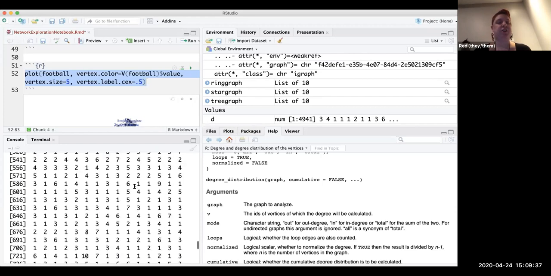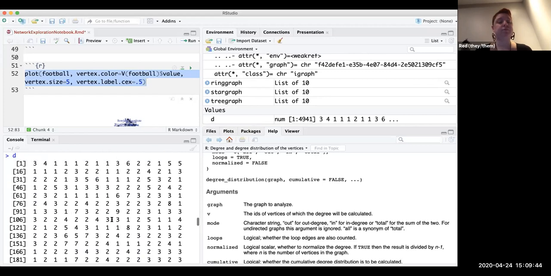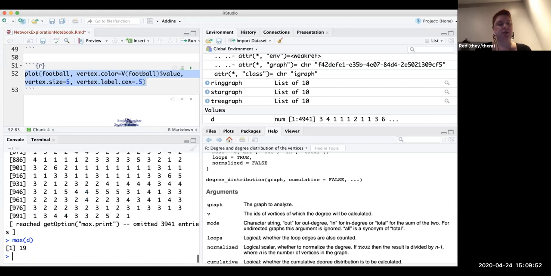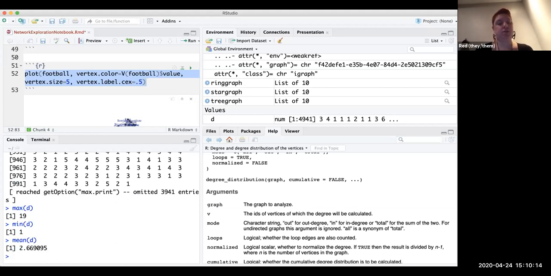And this is all of the total number of connections for each of the different nodes in my network. You can see that we can use the max command to find that the power plant that is connected to the most power plants has 19 connections. We can find the minimum, and that's one connection. We can find the average. So the average degree for this network is 2.67. So that one power plant that has 19 connections is way, way different than average.